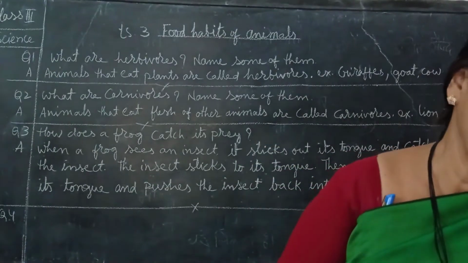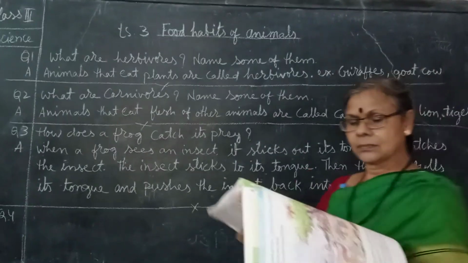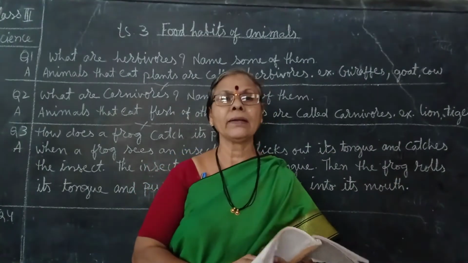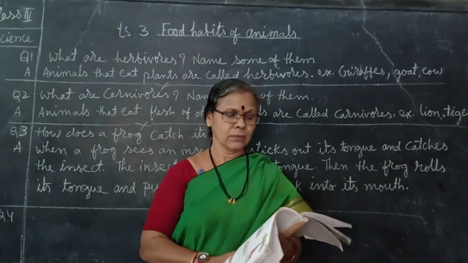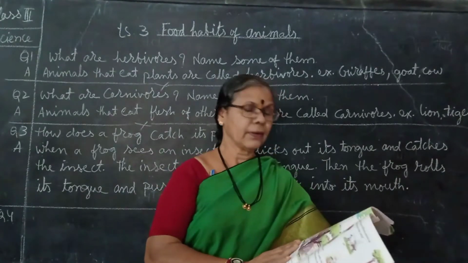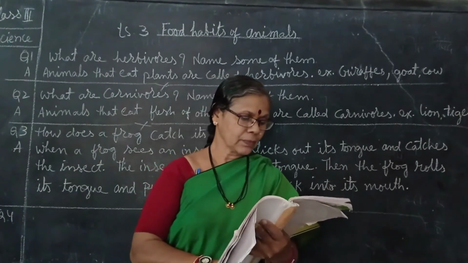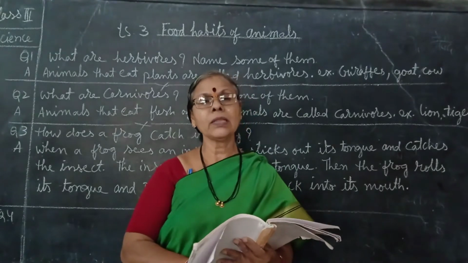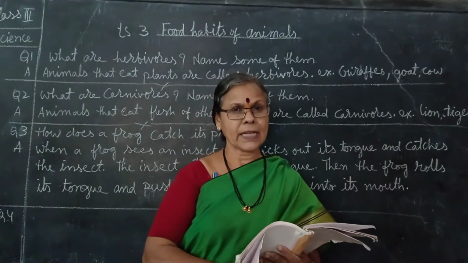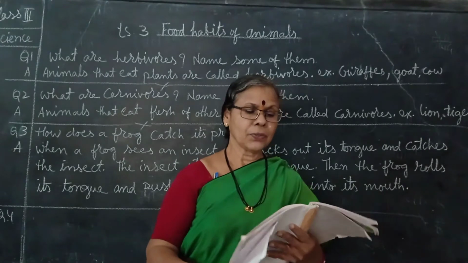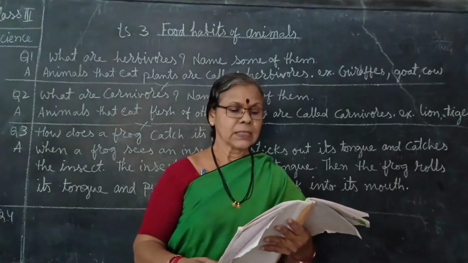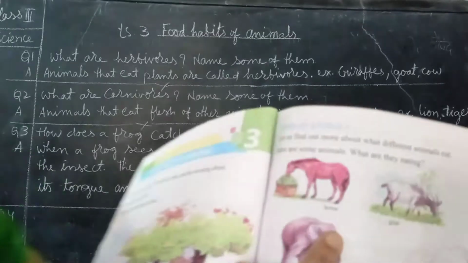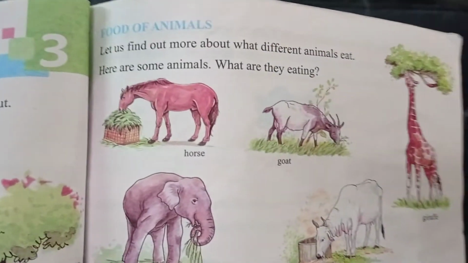First, we'll observe the animals in the textbook, page number 200. That is, here are the animals' pictures. Carnivores, herbivores and omnivores, all the types of animals are there, isn't it? Now you have food of animals. See, this also you observe, these animals also you can observe keenly.